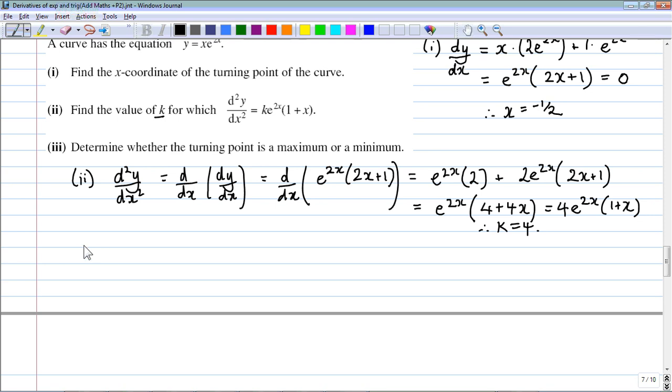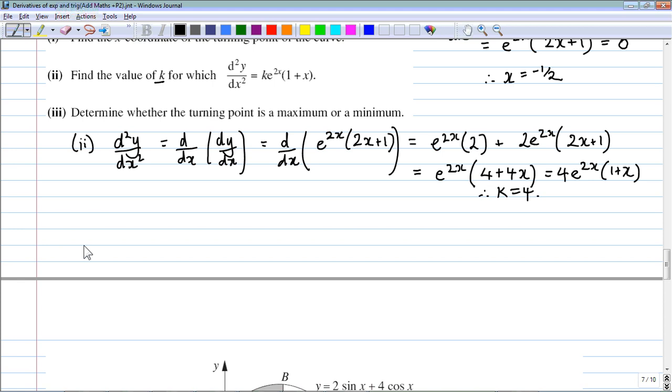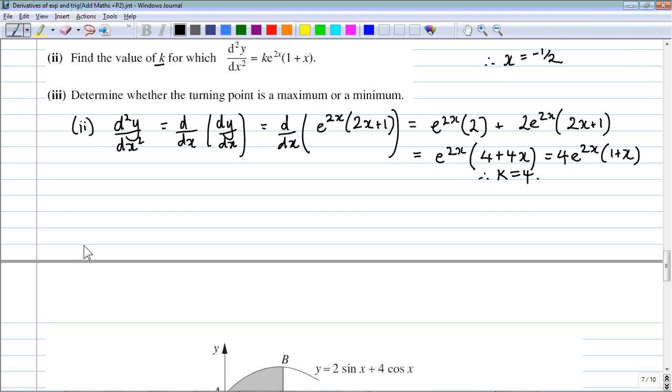Now we're going to find out if the turning point is a maximum or a minimum. So to do that we need to consider the sign of the second derivative. When x is minus 1/2, I've got 4e to the minus 1 times 1/2. Well, that's positive, so it's a minimum turning point.